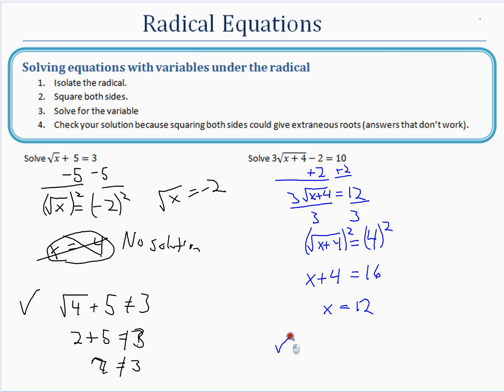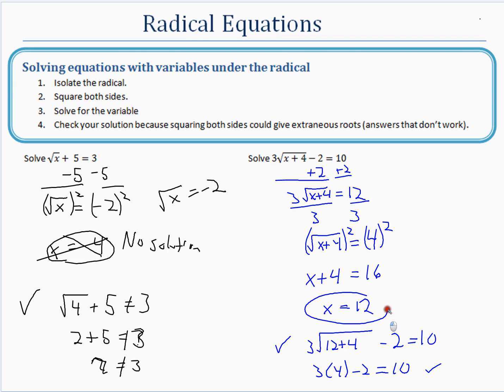Again, we want to check, so we're going to put 12 in there, so we have 3 times the square root of 12 plus 4 minus 2, and we want that to be equal to 10. 12 plus 4 is 16, and the square root of 16 is 4, so we have 3 times 4 minus 2 equals 10. This is 12. Minus 2 does equal 10, so it works. So x equals 12 is our solution.